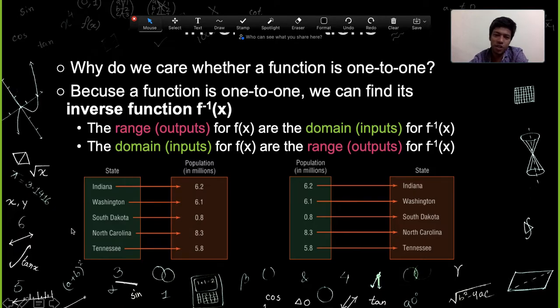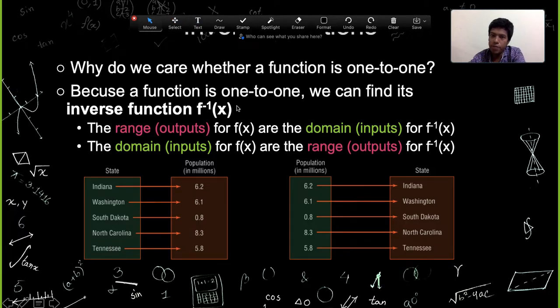The domain of a function is the x value, so the first line is the domain. So the domain of this function will become the range of the inverse function. See, this was the x value, now this became the y value. In our first function this is the y value, and in the second case this has become the x value. So a one-to-one function helps us to construct the inverse function very easily. Okay, so we understand it this way.